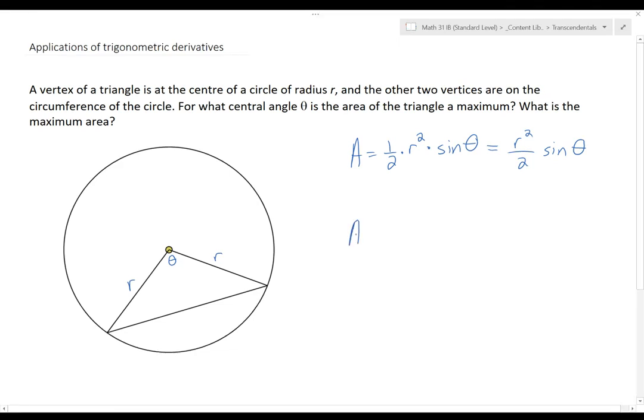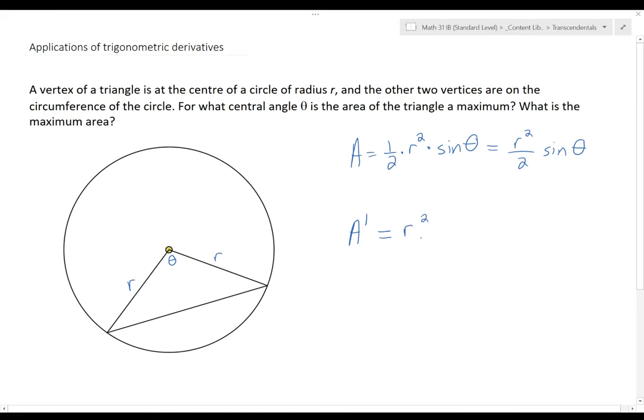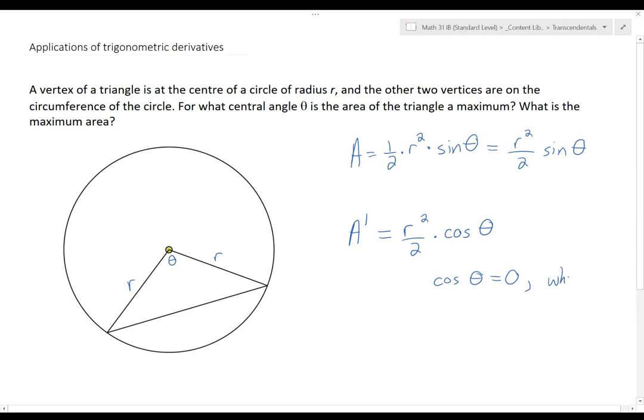The derivative of the sine function is cosine. So r squared over 2 is my coefficient times the cosine of theta. So I'm going to have maximums wherever cosine of theta equals 0. Now I do know that because this angle is inside of a triangle, the angle has to be between 0 and pi. So I really only have one maximum in that interval. The cosine of theta equals 0 when theta equals pi over 2.